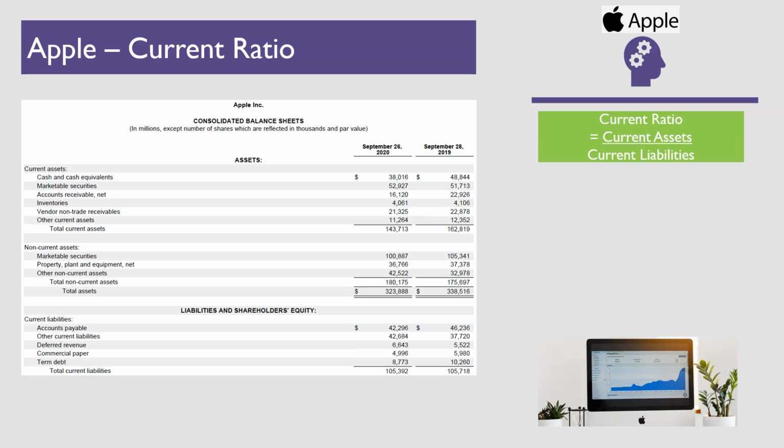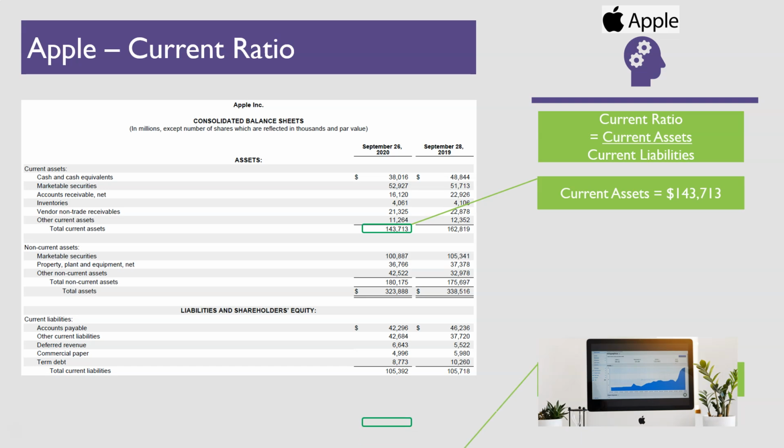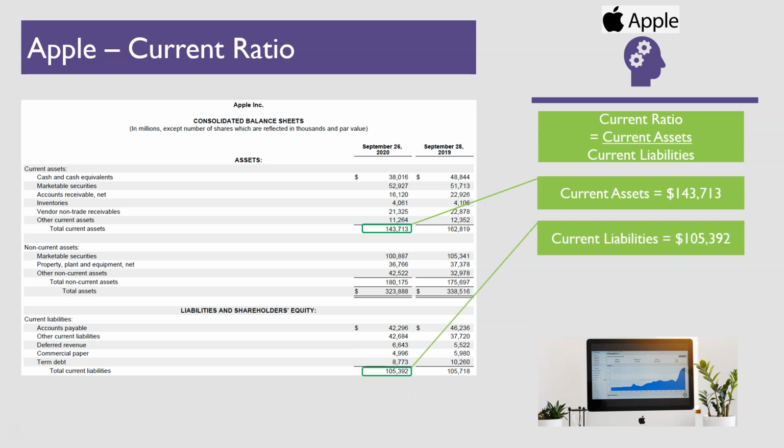So, how is this ratio calculated? The current ratio is calculated as the current assets divided by the company's current liabilities. For Apple, we can see that they closed their fiscal year end with a current assets balance of $143.7 billion. They then had current liabilities at year end of $105.4 billion. Now, when you take current assets over current liabilities, you come up with a current ratio of 1.36 for Apple.